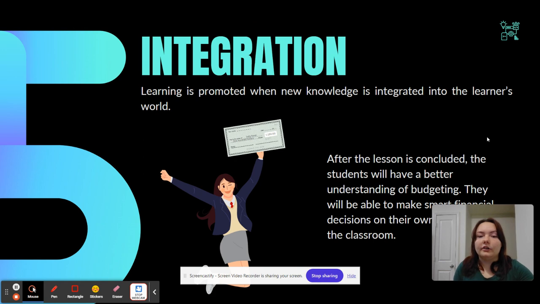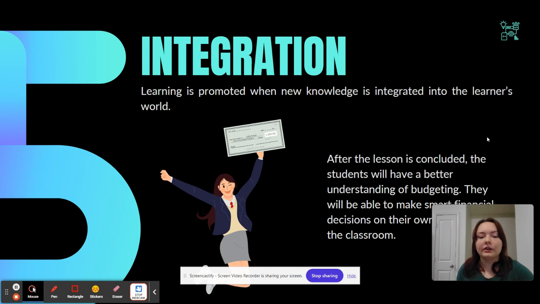Integration is where learning is promoted when new knowledge is integrated into the learner's world. After the lesson is concluded, the students will have a better understanding of budgeting. They will also be able to make smart financial decisions on their own outside the classroom. This principle takes the idea that students will take what they have learned and apply it to everyday situations.